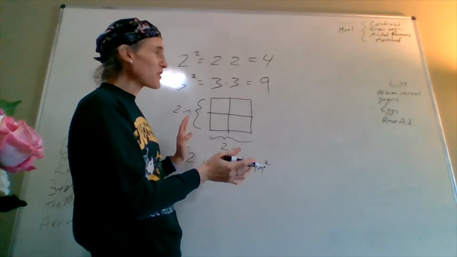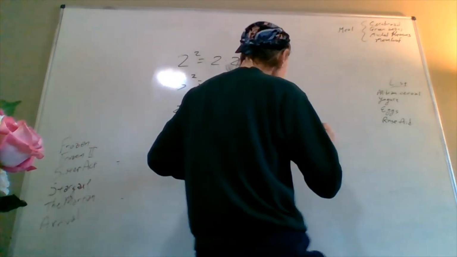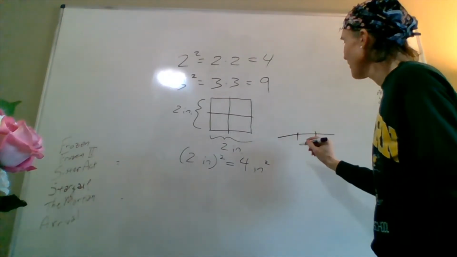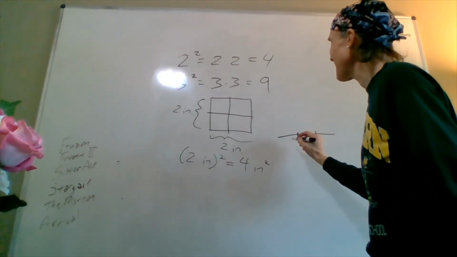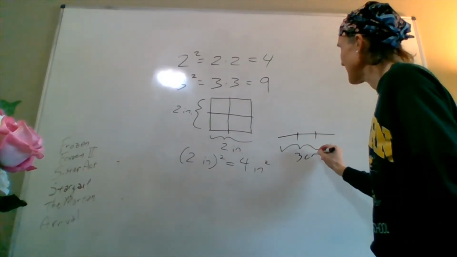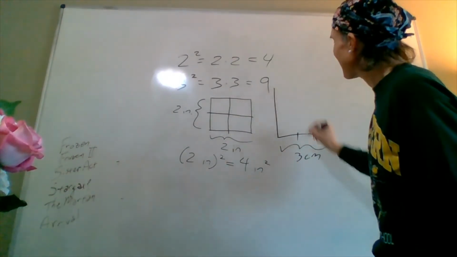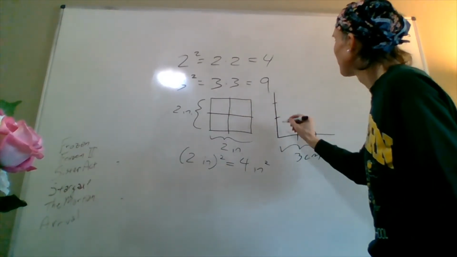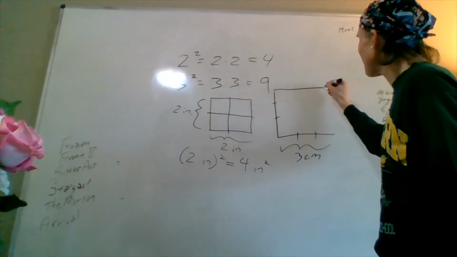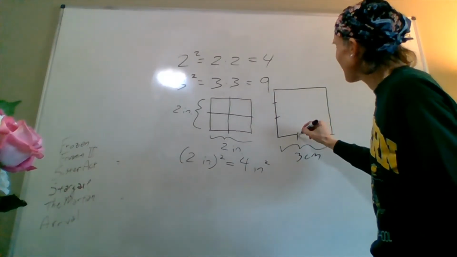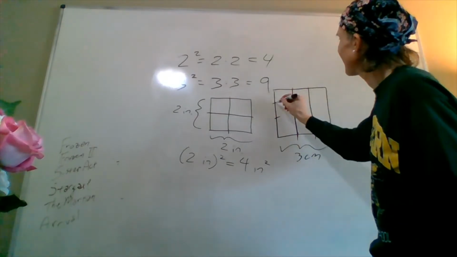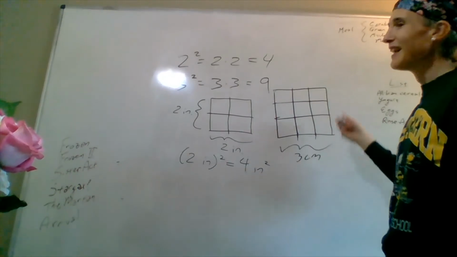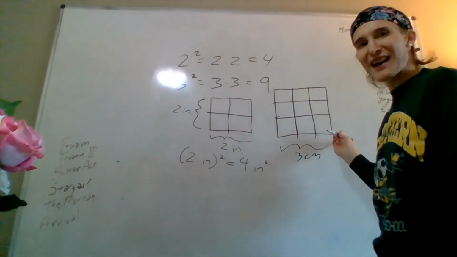If I have a line segment that's 3 centimeters long, we'll pretend these are centimeters now, 3 centimeters, then I square it by taking a segment the same length, and I make a square out of it, and so I end up with, make my divisions in there, and I have 1, 2, 3, 4, 5, 6, 7, 8, 9 squares that are each a centimeter square.